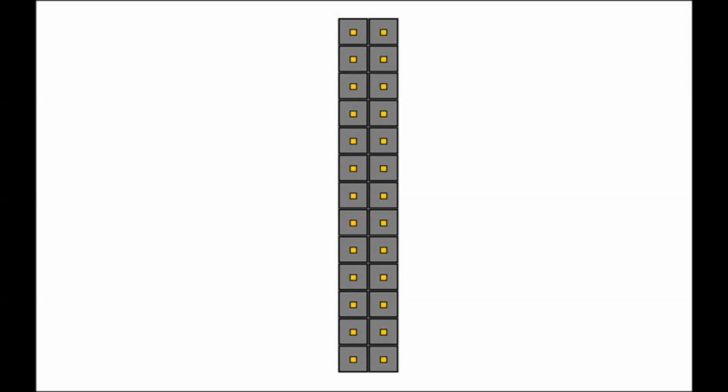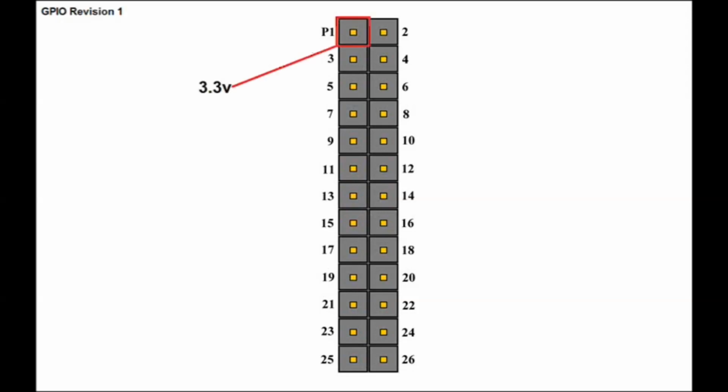The GPIO consists of 26 pins. Each pin has a function. Pin 1 is marked on the circuit board with the symbol P1. Pin 2 is to the immediate right. Pin 3 through to 26 are as shown on the diagram. Pin 1's function is to provide a 3.3 volt power supply to a circuit. Pin 2 provides a 5 volt power supply. Pins 3 and 5 are the I2C0 pins. These are specialist pins and normally used for external peripherals.